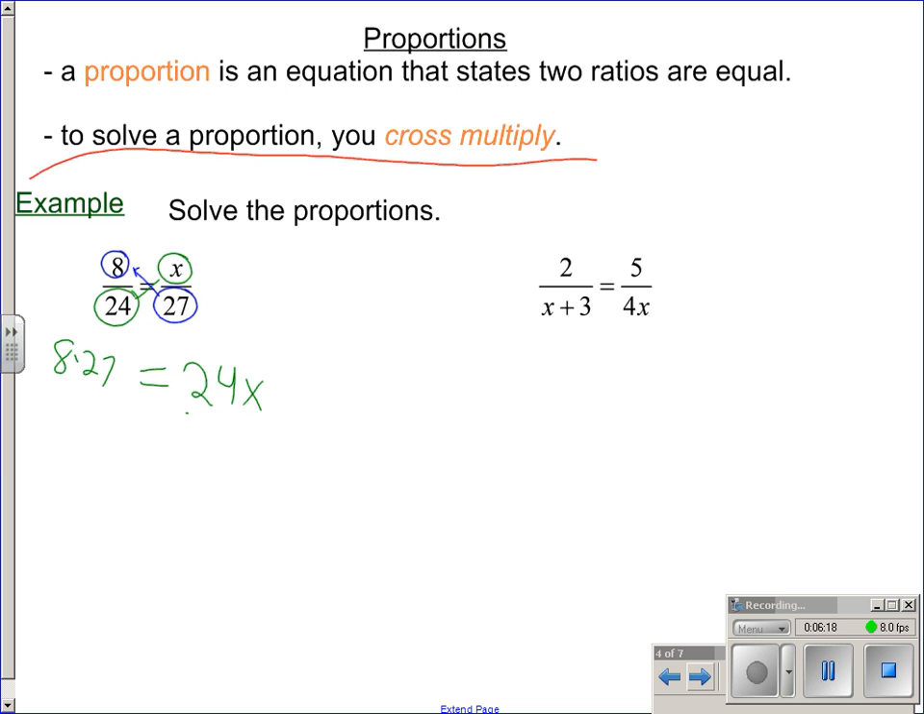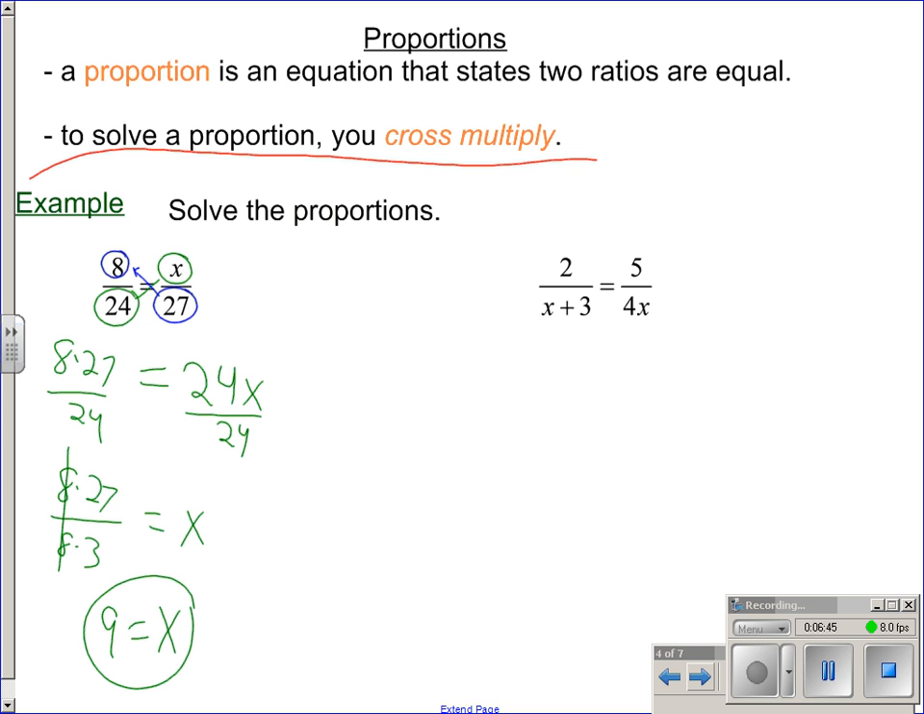So we're going to try to solve for x. So we're going to have to divide by 24. I don't have a calculator with me right now. 8 times 27 is a big number, so I'm going to answer this a little bit of a different way. 8 times 27 over 24. 24 is 8 times 3. Common factors of 8 cancel out. Now I'm looking at 27 over 3, which is 9. There's the value of x.